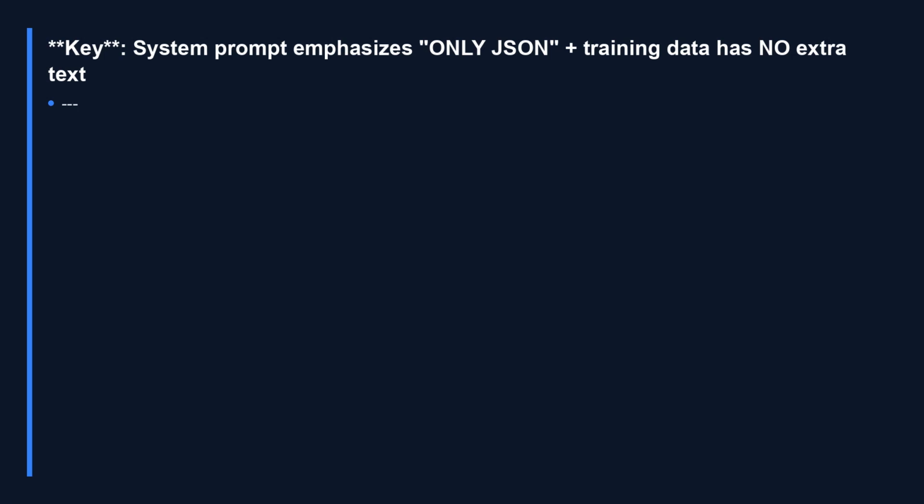The key constraint is twofold. The system prompt explicitly demands JSON-only output, and every single training example must honor that constraint. One example with surrounding prose is enough to teach the model that prose is sometimes acceptable. Training data quality here is not negotiable.